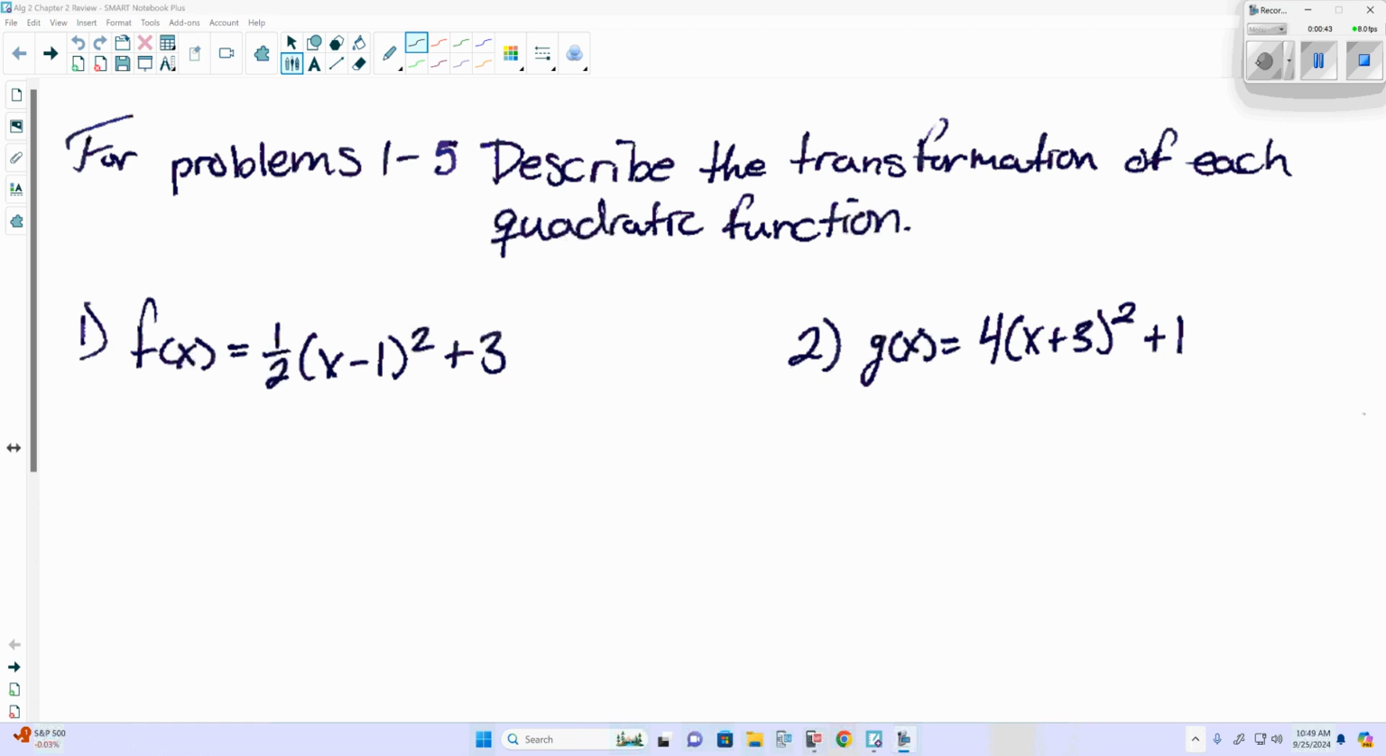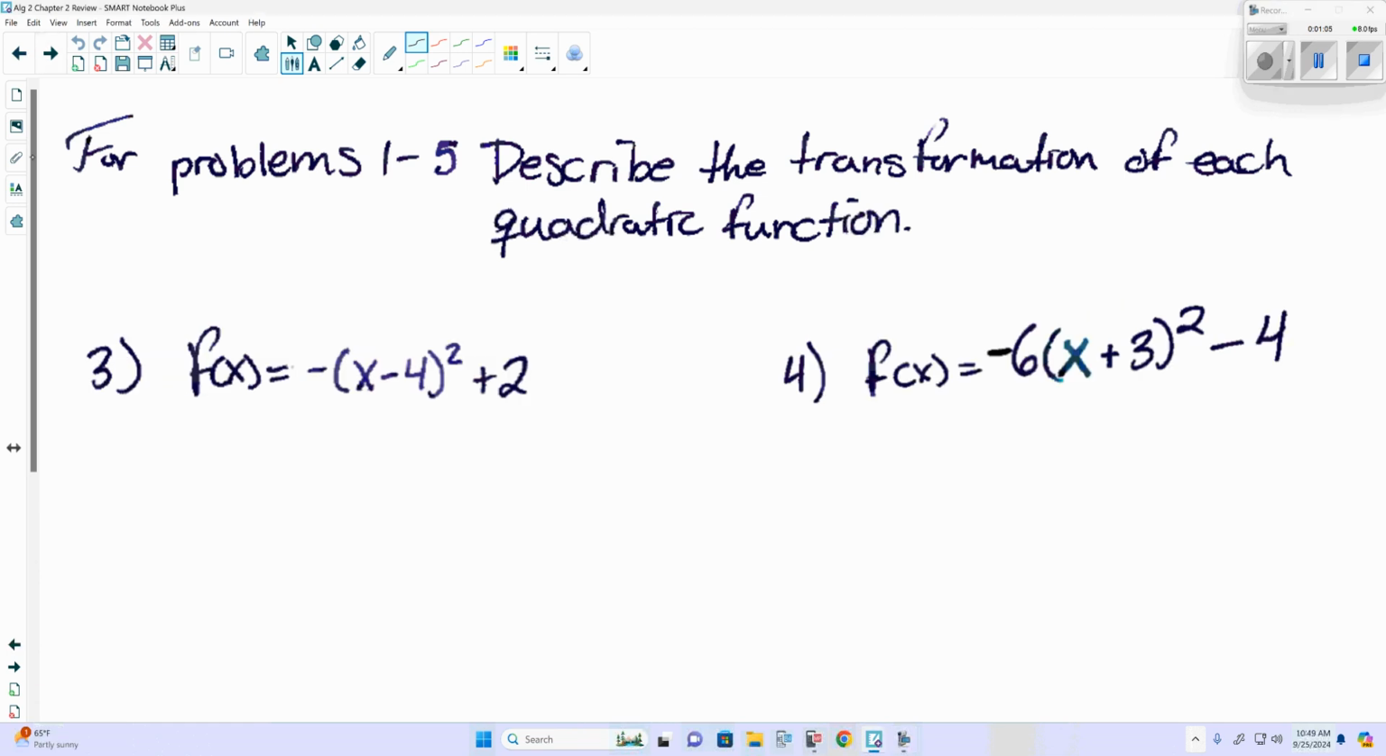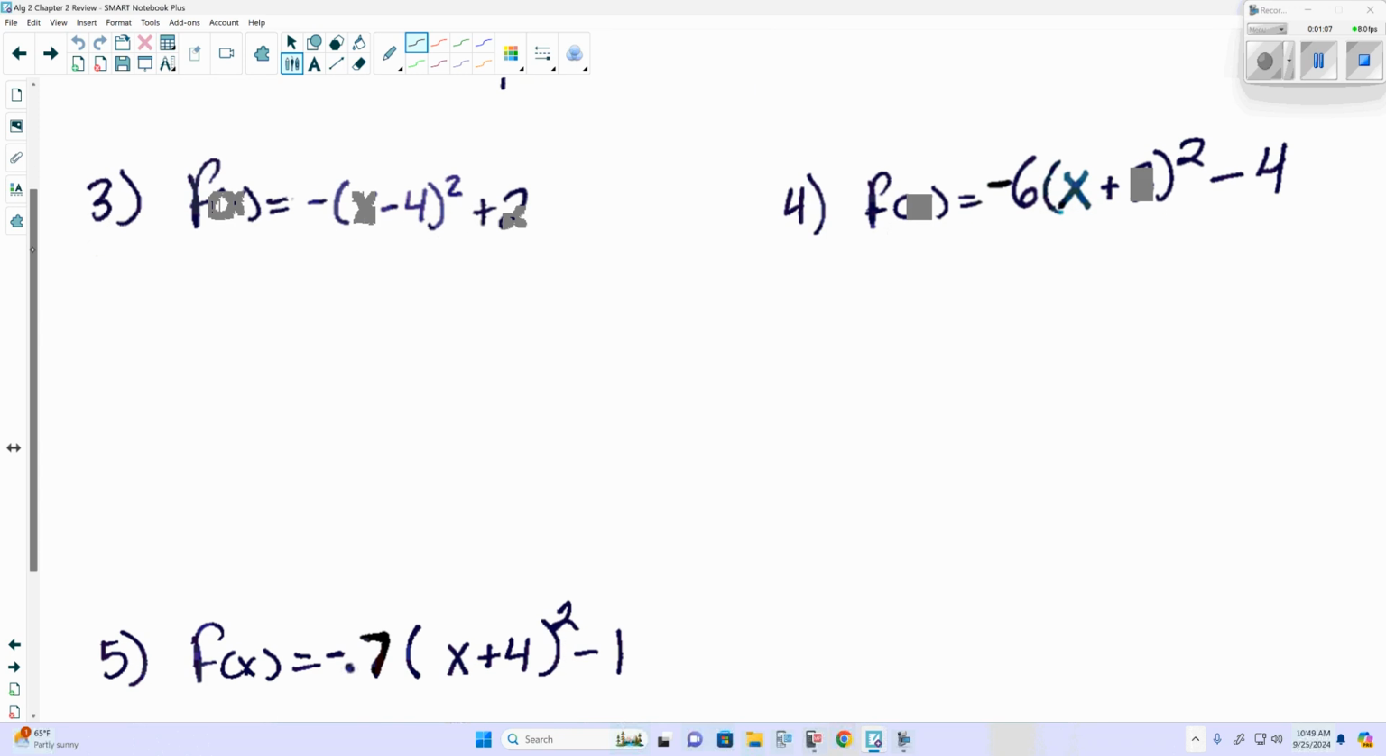Horizontal stretch and shrink and reflection across the y are not going to show up. Those will not be a possible option. They're not going to be on the test. So, any questions on 1 through 5 or any one of these in particular y'all want to look at? If not, I'm going to look at 4 in particular.